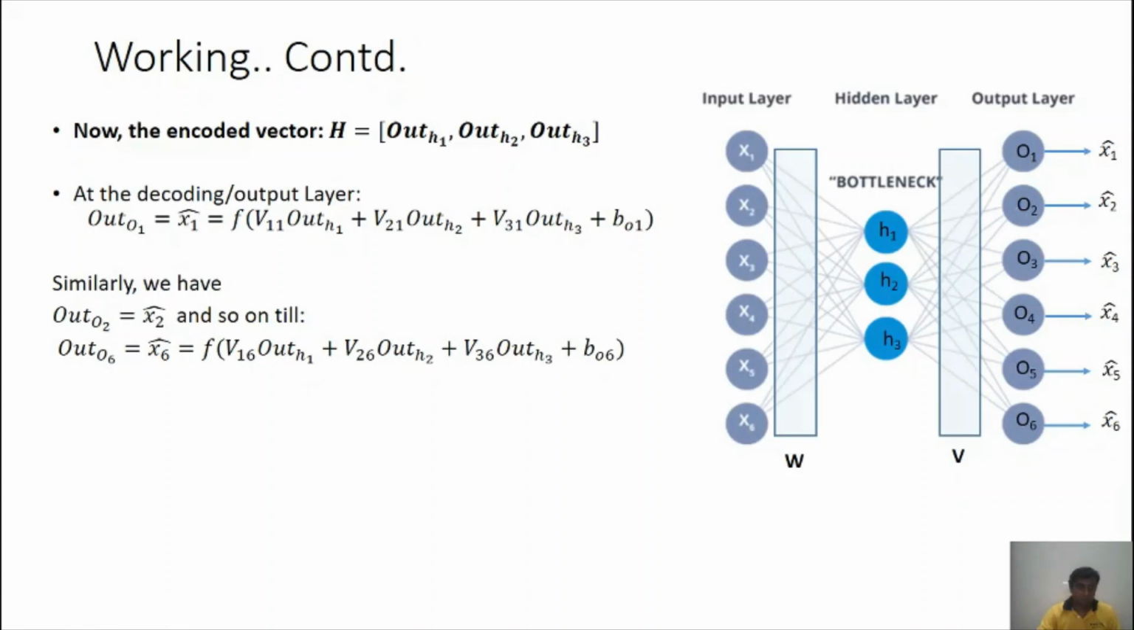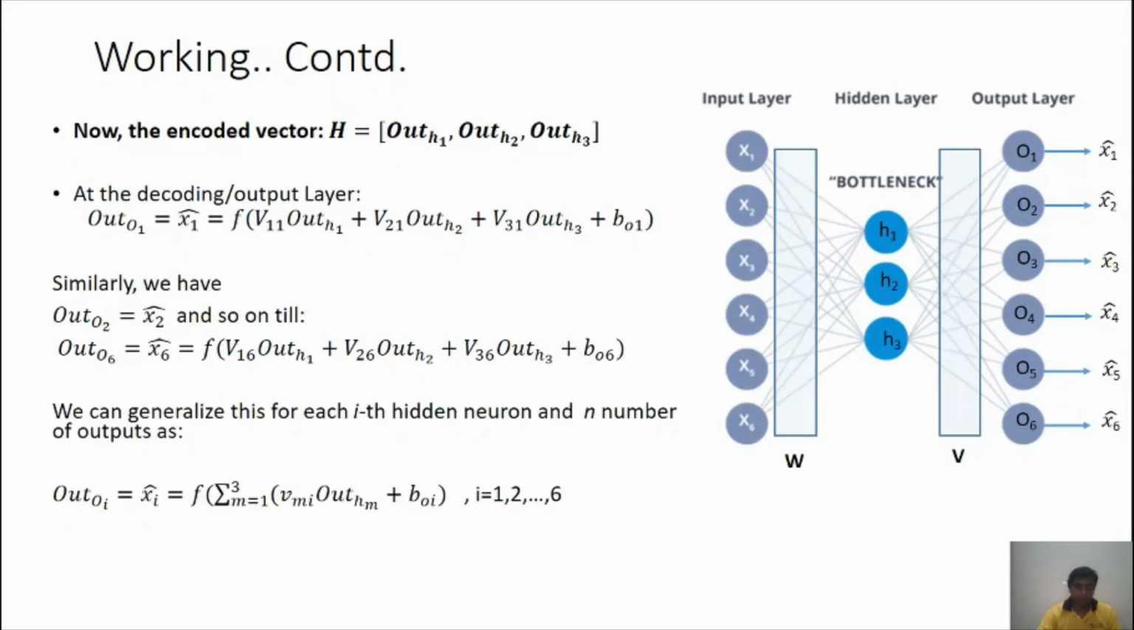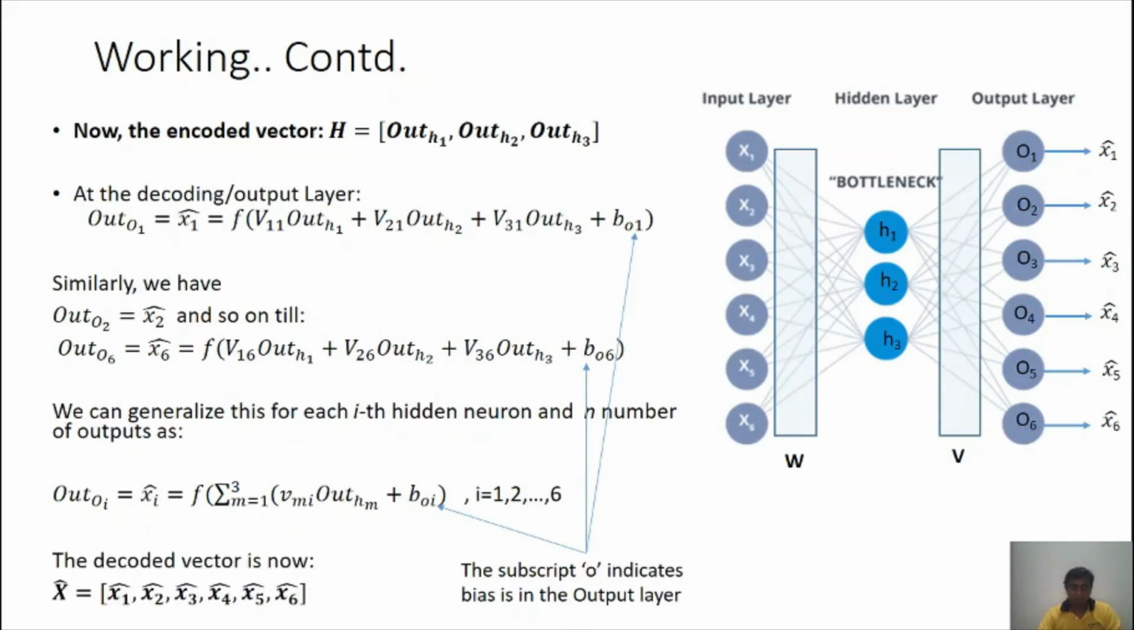Similarly, you have 6 outputs which are generated, and this will be the 6 reconstructed versions of the inputs x1 to x6. When you generalize this, it forms this. As you can see, this is very self-evident on how this is being done, and the outputs also will be 6, as you can see here. And just as a reminder, the output O indicates that it's in the output layer. Now what has happened is, as a result of doing this, we have got the decoder vector, which is also of the same dimensions as the input.